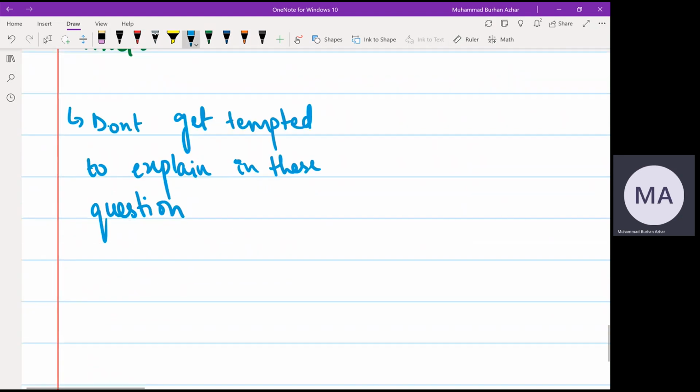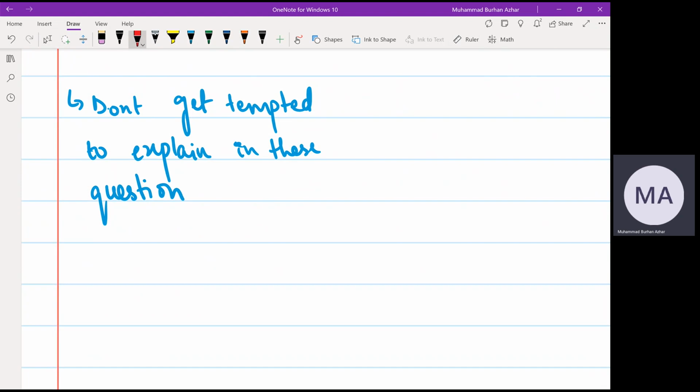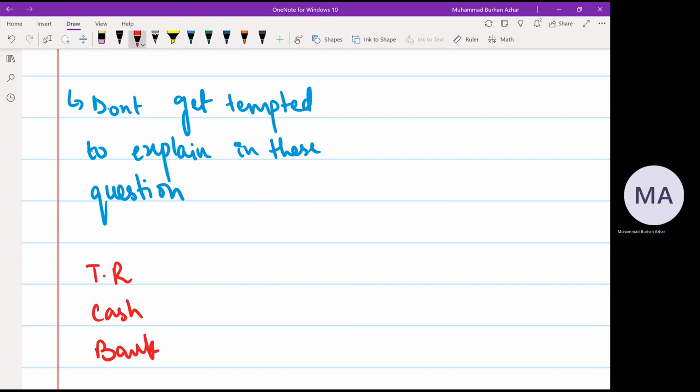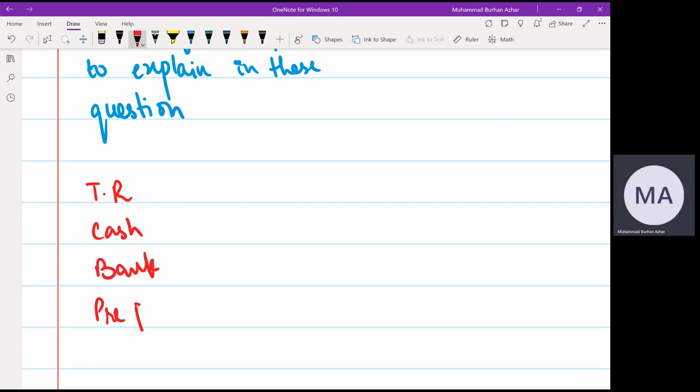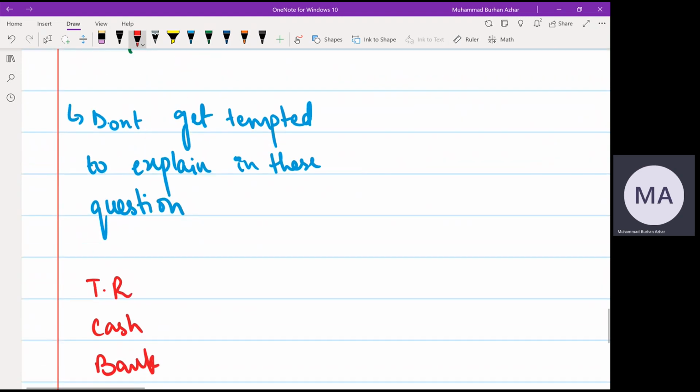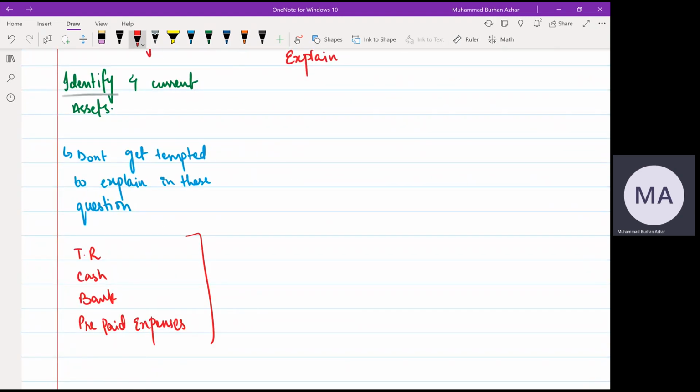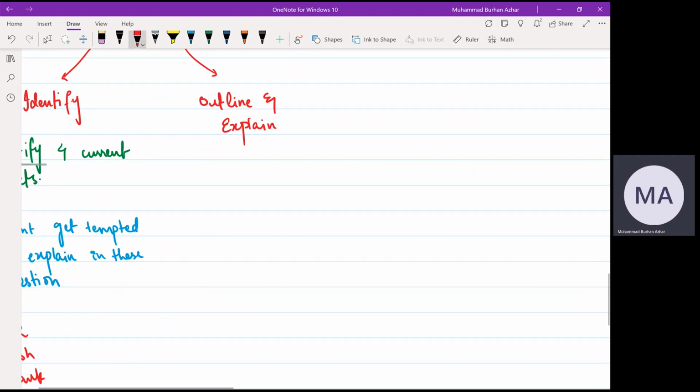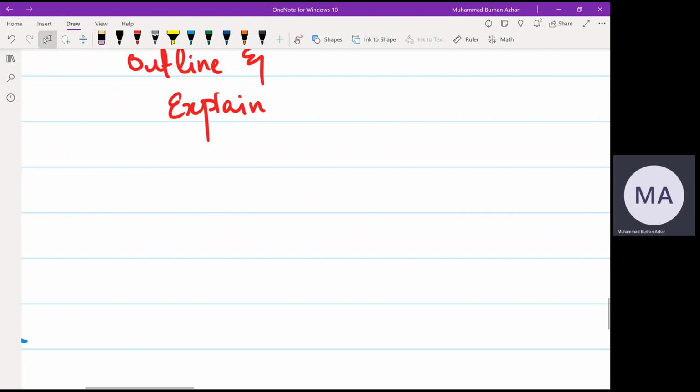ठीक है? So what I'll simply do is कि मैं बस 4 current assets को state कर दूंगा. Usually you're given lining space सारी दी होती है in which you have to write. So I'll just write trade receivables, cash, bank balance, and prepaid expenses. These are the 4 types of current assets. So मैं बस ये लिख दूंगा and I'll move on. I won't explain these. ठीक है? So that means कि यहाँ पे I have gained full marks.